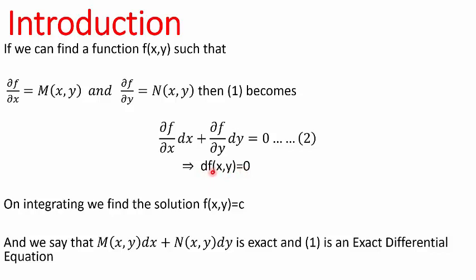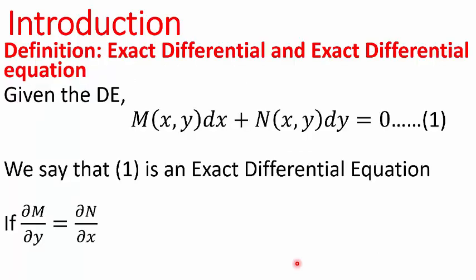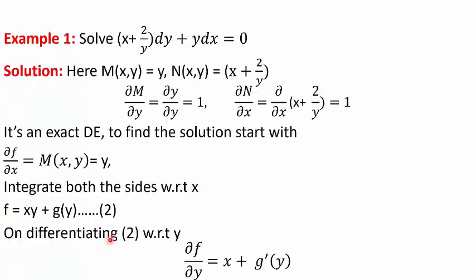To find the function f(x,y), we'll integrate both sides and that will give us the implicit solution f(x,y) is equal to c. We say that the term M(x,y) dx plus N(x,y) dy is exact and the differential equation 1 is an exact differential equation if and only if del M by del y is equal to del N by del x. Let's come to some examples.